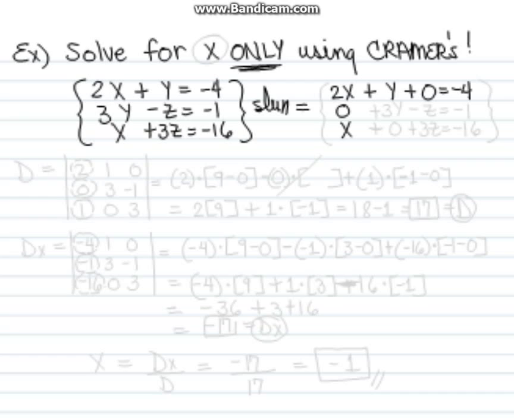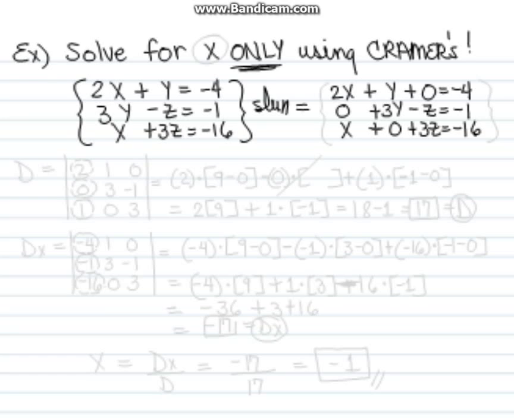equation. For the second one, it's going to be plus 3y minus z equals negative 1. And for the last one, it's going to be plus 0 plus 3z equals negative 16.